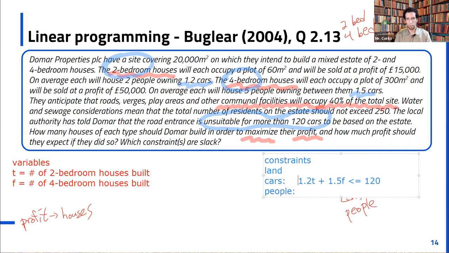Okay, next one, people. We have a people constraint. 2T plus 5F is less than or equal to 250. Okay, so 2-bedroom houses average 2 people, and 4-bedroom houses average 5 people. There's the 2 and the 5, and total number of residents should not exceed 250. So there we go.